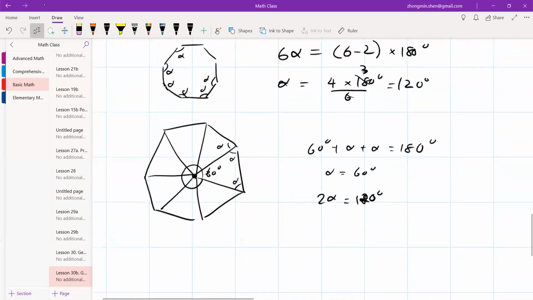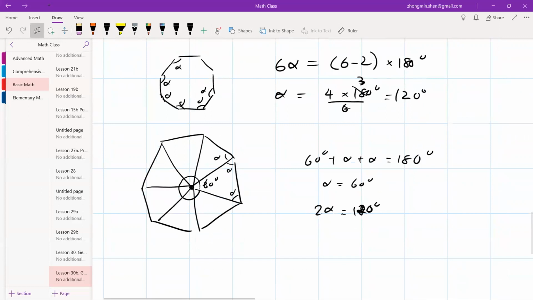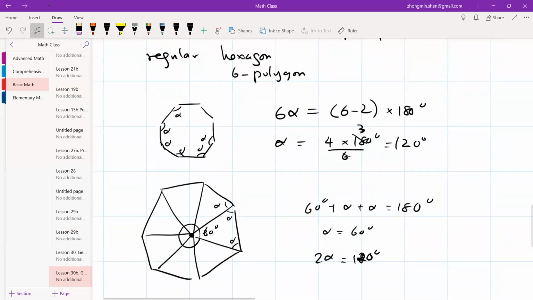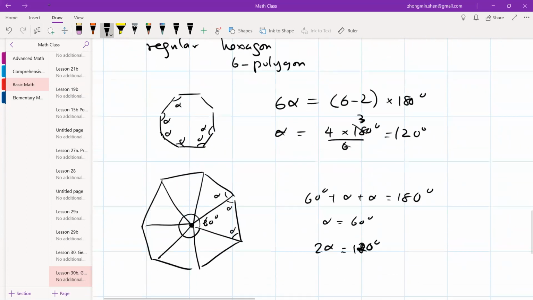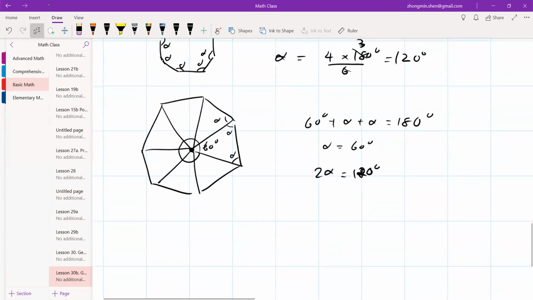So for the interior angles, with more angles there, the sum of the interior angles will be larger, right? Because it's n minus 2 times 180 degrees. Look at that, n depends on the number of edges. So this is a formula. If we have 5 edges, 5 angles, then the sum of the interior angles will be 5 minus 2 times 180 degrees. So n is the number of edges, and the sum of the interior angles will be n minus 2 times 180 degrees.